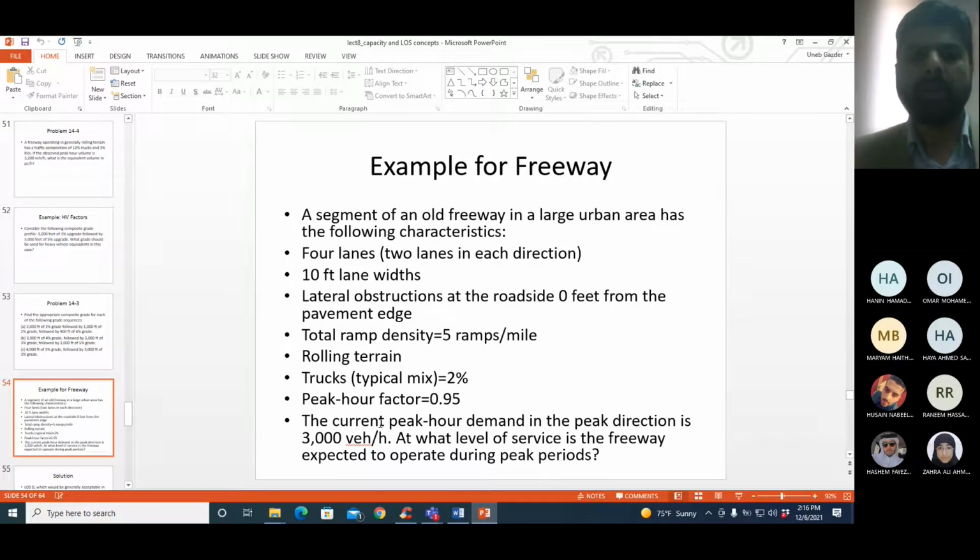Peak hour factor is given. Current peak hour demand in the peak direction is 3000 vehicles per hour. What is the level of service for this freeway?